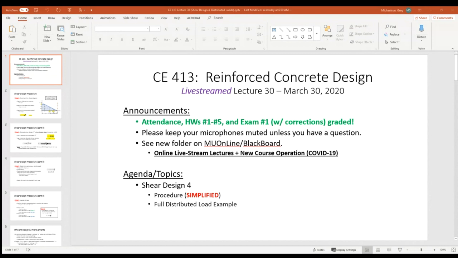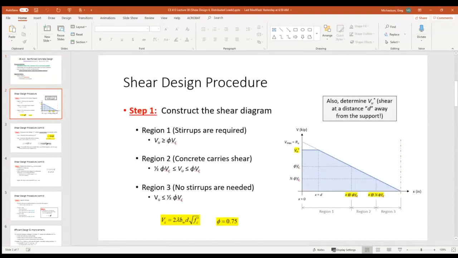And so with that, I'm just going to get started. I want to first off go through our procedure for shear design. We've talked about this before, and we've seen this in our previous notes.